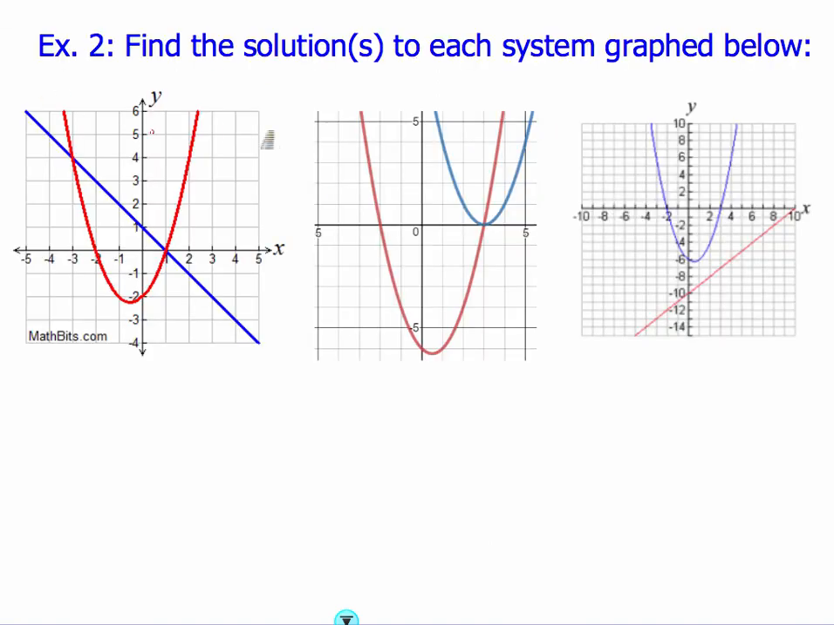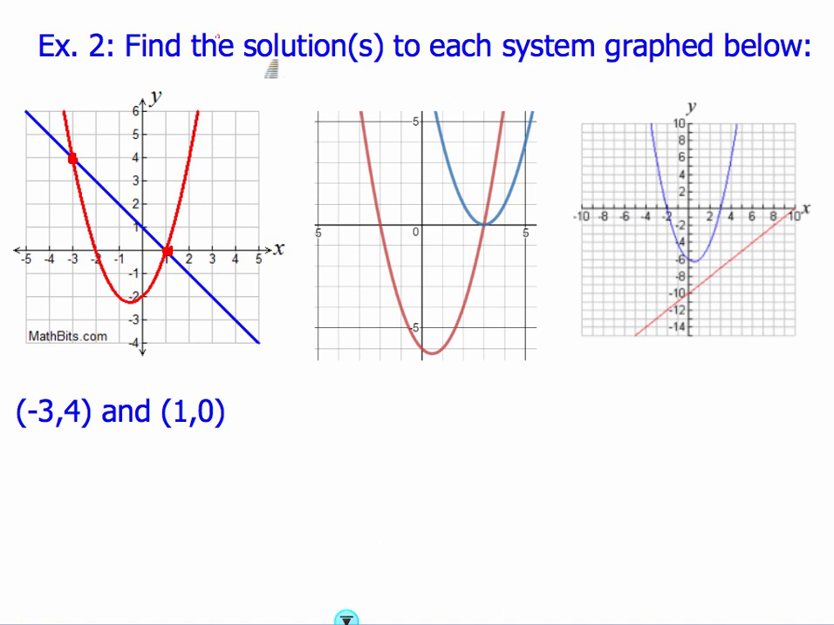So for example 1, I want to find the solution to each one of these systems that is graphed below. I already went through and graphed these, and we just want to find the solutions. In this one, there are two solutions. There's one right here at this intersection point, and there's one right here at this intersection point. So the solutions are those two points, negative 3, 4, and 1, 0.